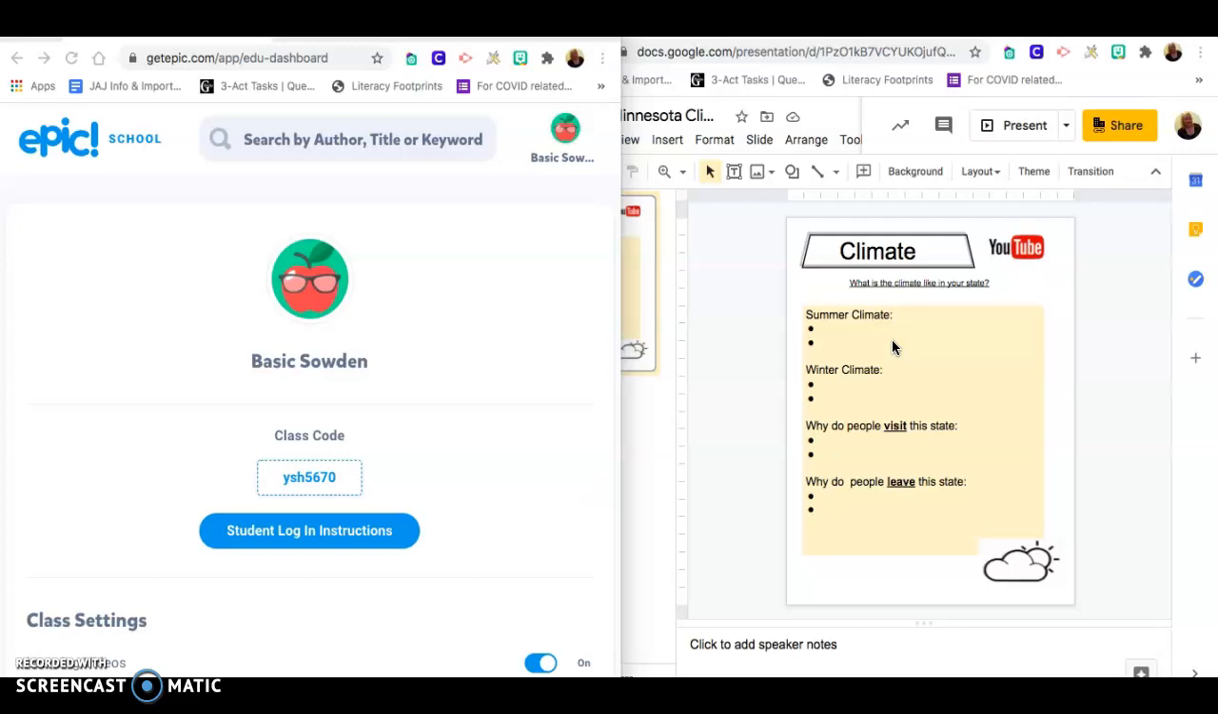So some places are warmer than others. Some are colder than others. Some get a lot of snow. Some get a lot of rain. Some get a lot of storms, like on the East Coast or near Texas, they might get a lot of hurricanes. And so that would be the climate.